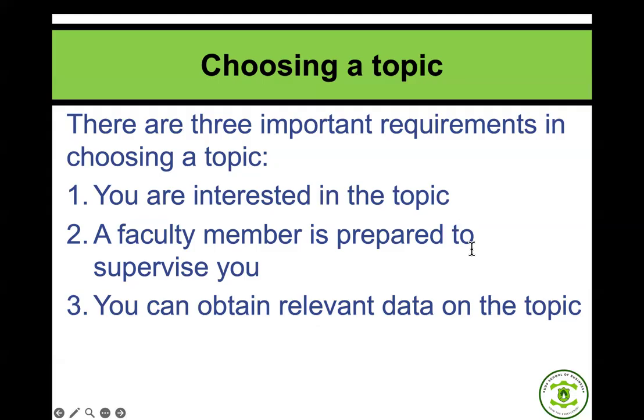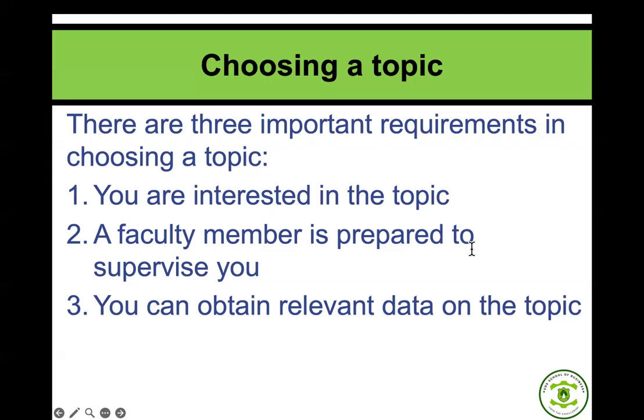Just like you need a good mentor in business, you need the right supervisor for your research. We have faculty members with different expertise and different experience, some specializing in information systems, some in marketing, and some in finance. So make sure your topic aligns with the interests and expertise of your supervisor.